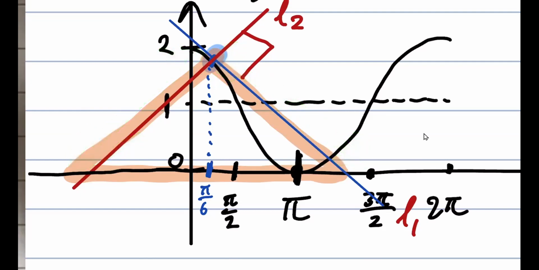Okay. How to find length? Coordinate geometry. Forgot already? Like the length of a line. Let's call this P and let's call this Q, and let's call this R.